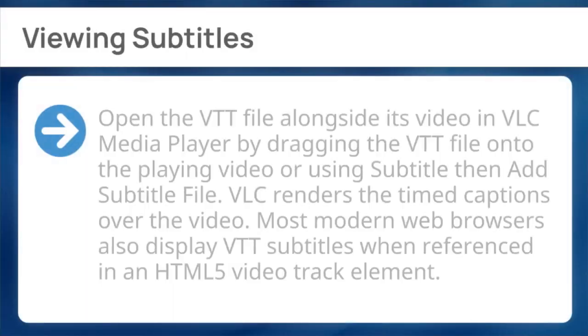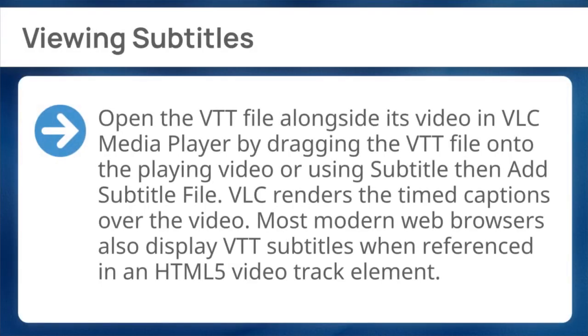First, viewing subtitles. Open the VTT file alongside its video in VLC Media Player by dragging the VTT file onto the playing video or using Subtitle, then Add Subtitle File. VLC renders the timed captions over the video. Most modern web browsers also display VTT subtitles when referenced in an HTML5 video track element.